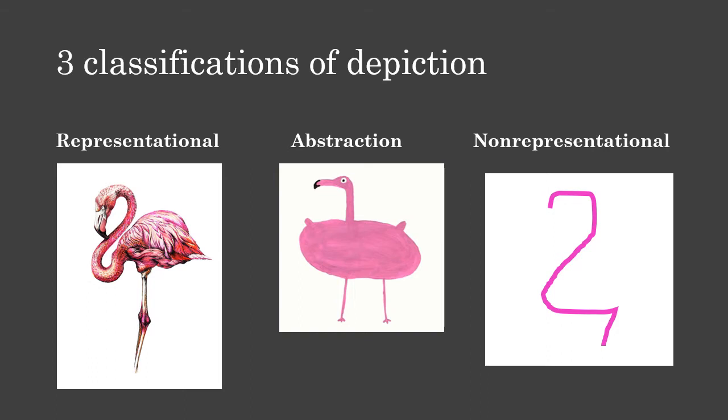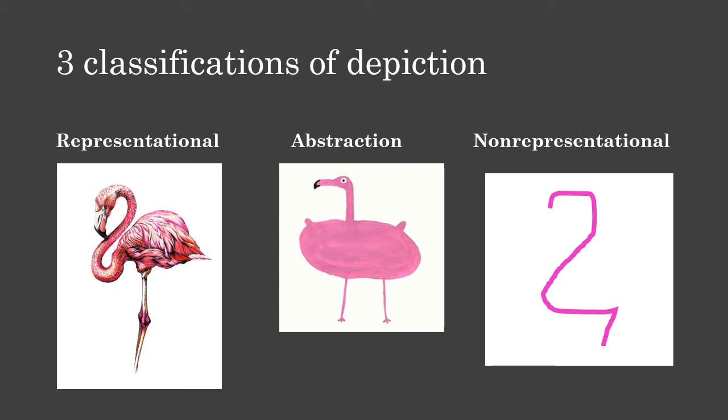The third classification is non-representational. So non-representational will be the polar opposite of representational. These are visuals that are purely inventive and they are not derived from anything visually perceived. So it's not something that is literally representing a person, place, or thing. This can also be called non-objective.